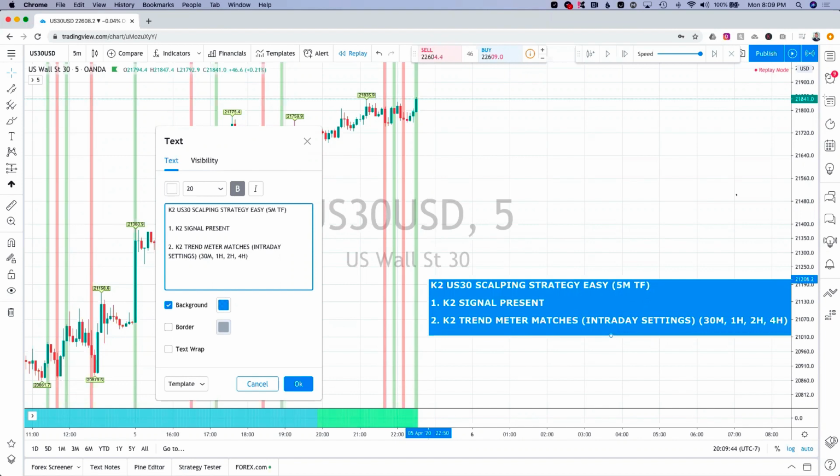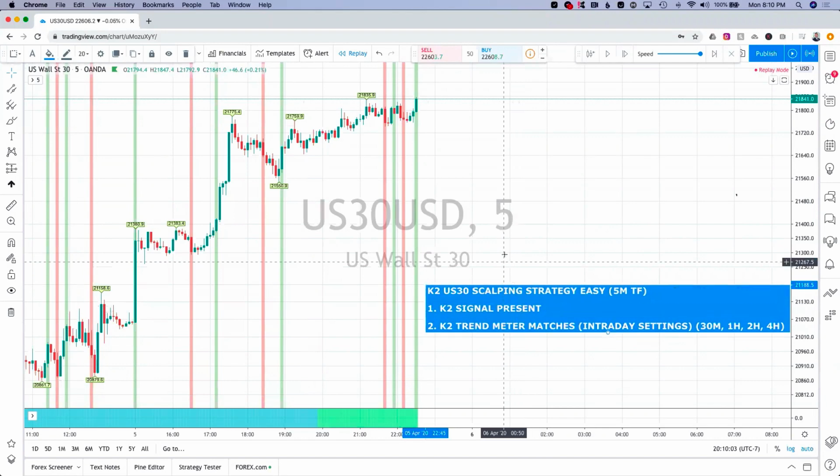If the overall trend is upwards, then obviously you only want to take buy entries. If it's trending downwards, then obviously you only want to take sell entries. And lastly, we have another requirement with the K2SR, but if you're going to be scalping, it's not really necessary. So we'll just leave it at those two.